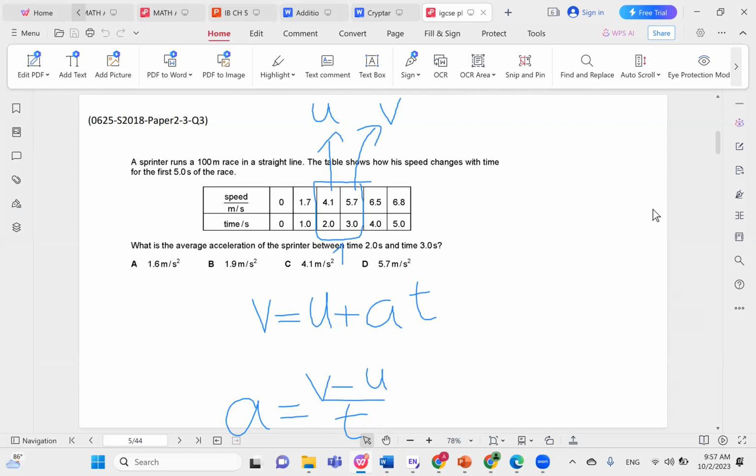So by plugging into either of these equations, I can simply calculate my acceleration as 5.7 minus 4.1 over 1. And this gives us 1.6. So the correct choice here is choice A.